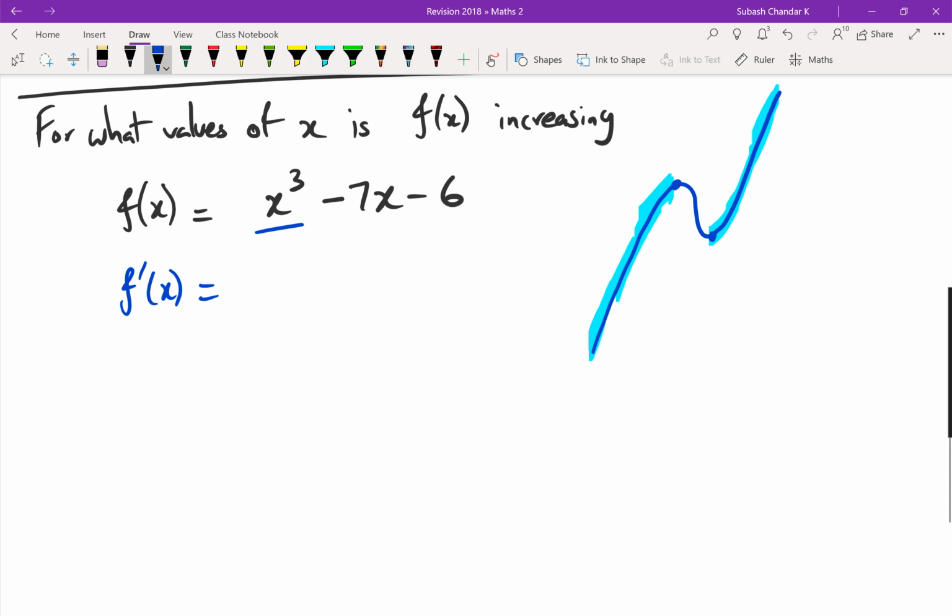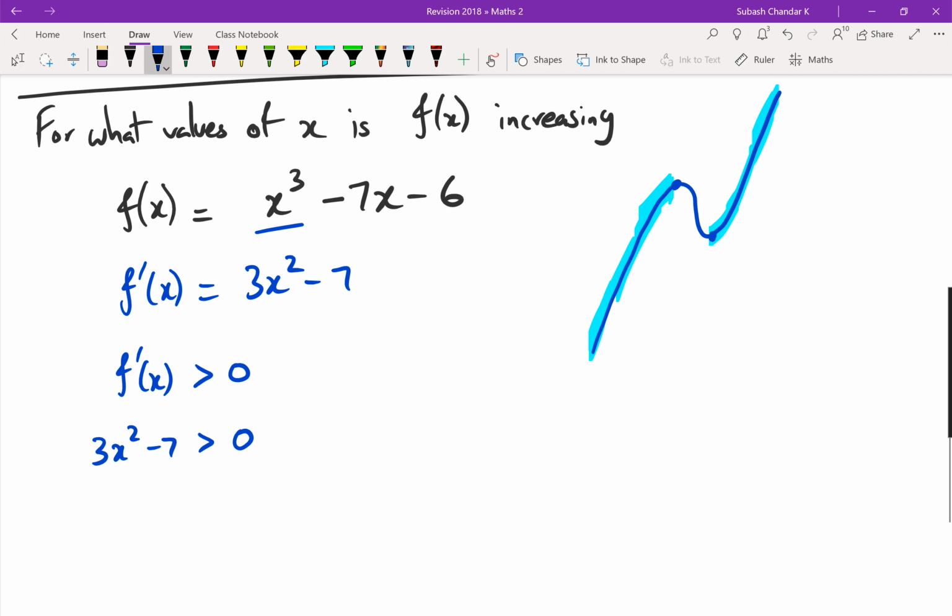We get f dash of x equals 3x squared minus 7. Now, depending on which way you want to do this, if you want to do it straight away, you can go f dash of x is greater than 0, because if it's increasing, then that's what it's going to look like. So we can write this as 3x squared minus 7 is greater than 0. So at this point, you got to factorize this and find out what those two values are.